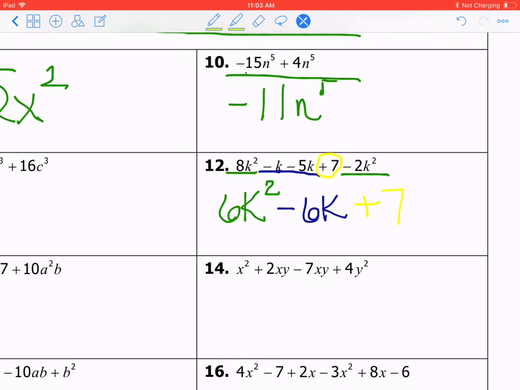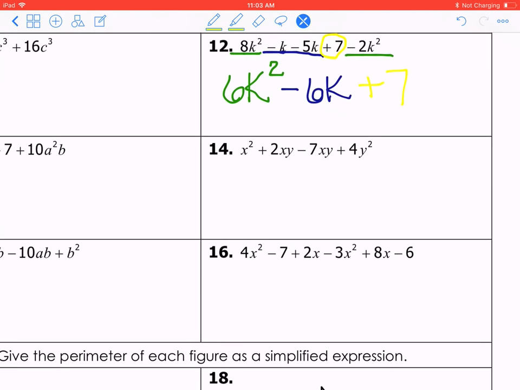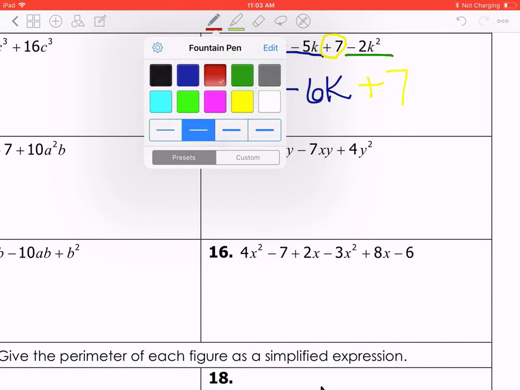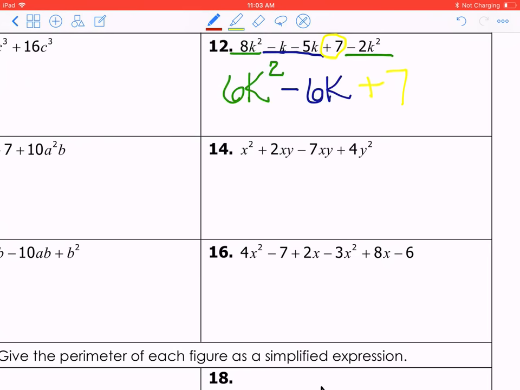Okay. I'm going to drop down to 14, because now we have x squared, xy, and a y squared. And the yellow wasn't a good color. Okay. So I'm going to start with x squared, because again, that comes first in the alphabet. Is there anything to combine x squared with? The answer is no, so you just bring that down in the front.